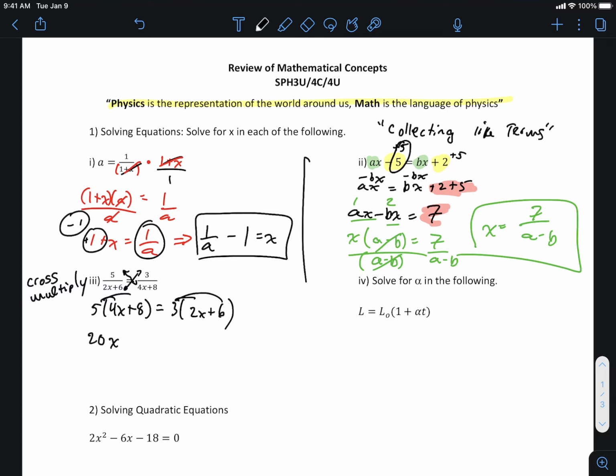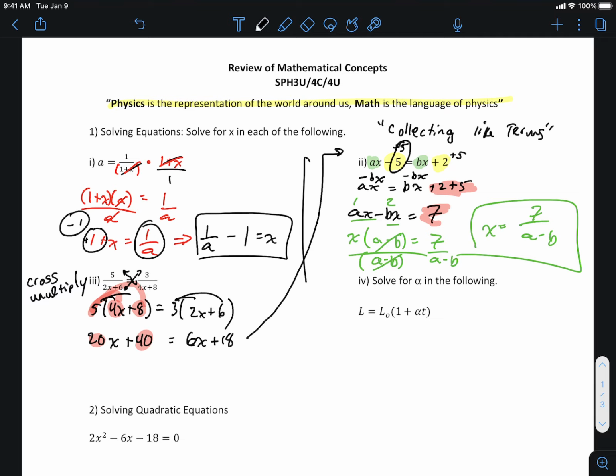20x, that's 5 times 4, right? And 5 times 8 is going to be 40. Okay, that just came from these two here, the 5 times the 4, and then the 5 times the 8. 20 and 40. Right? And that has to equal, well, we're just going to multiply that in again. We're going to get 6x plus 18. Right? And now we're in the exact same position that we were in for this question. Right? We just got to get all the x's on one side and the numbers on the other.